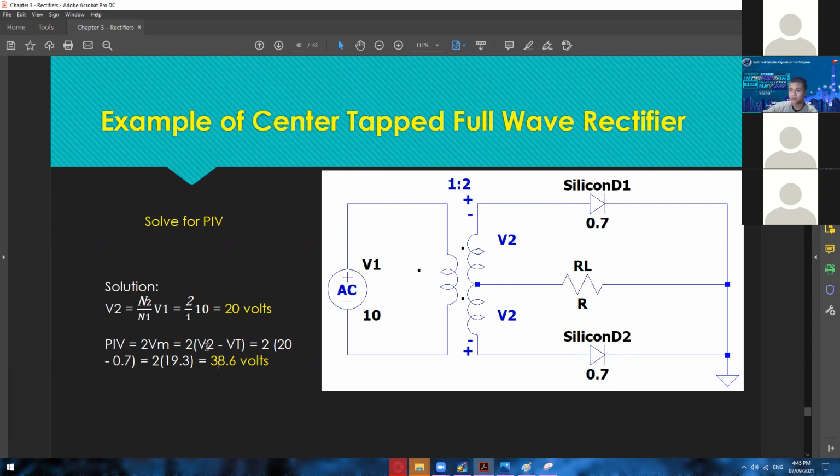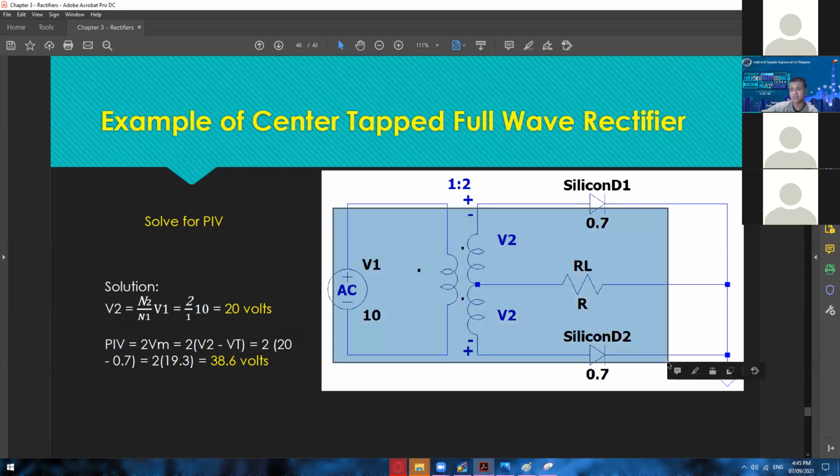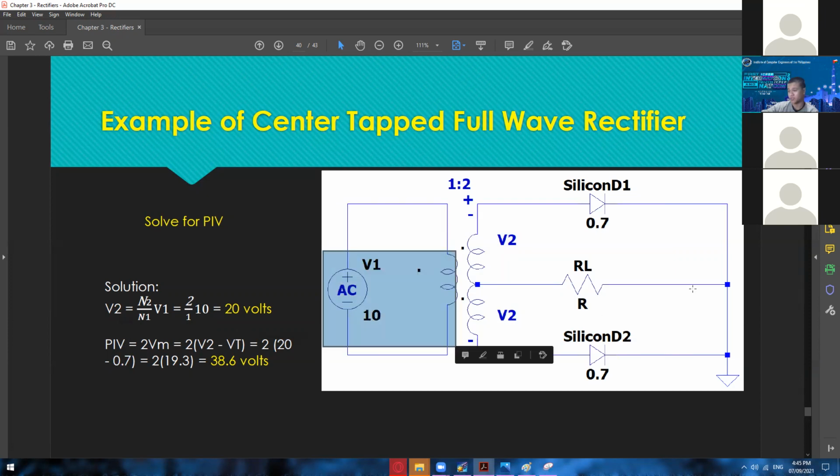So twice V2 minus Vt is equal to 2 times 20 minus 0.7. You can compute the inner side first. So 20 minus 0.7 is 19.3, and 2 times 19.3 is equal to 38.6 volts. So this is the peak inverse voltage. More than that, again, it will result in a breakdown voltage. So this is the safe inverse voltage for this kind of voltage input.